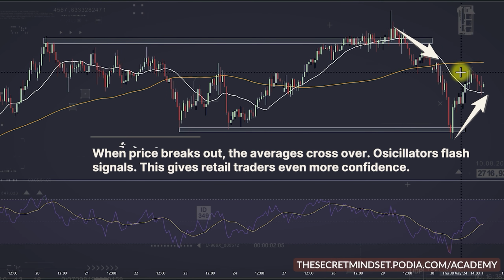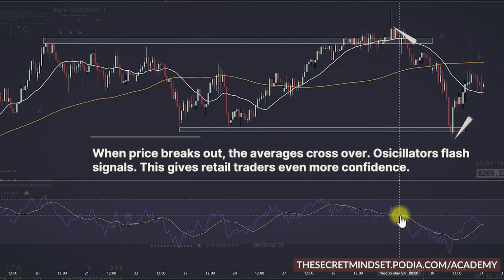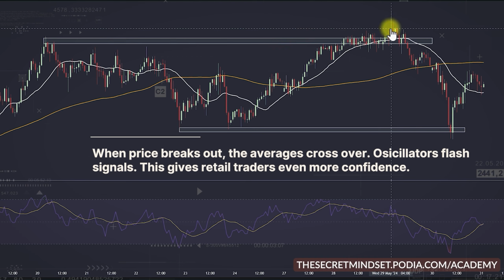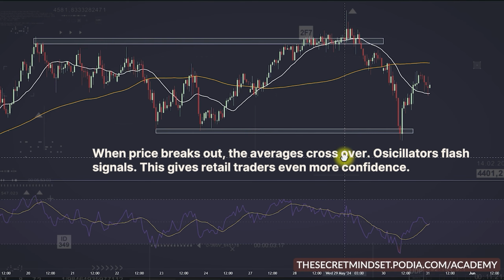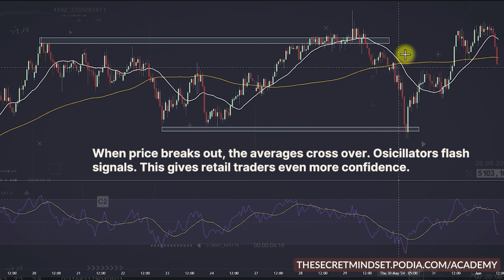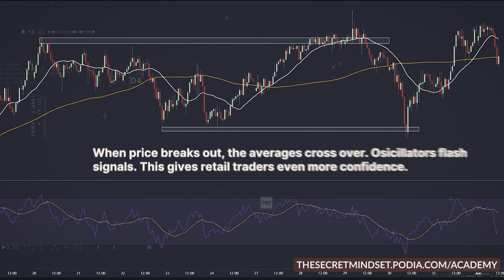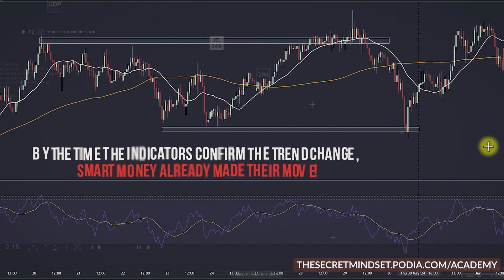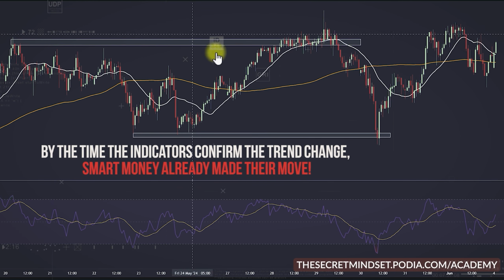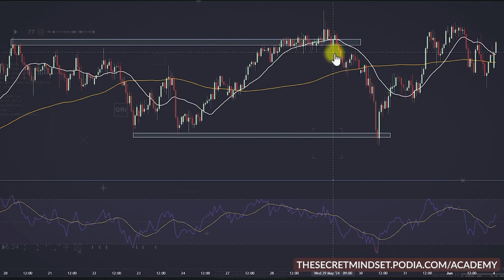This gets worse with indicators. Moving averages bunch up during consolidation. When price breaks out, the averages cross over. This gives retail traders even more confidence. But smart money set this up. They know exactly what signals retail traders watch. They know exactly how to trigger those signals. By the time the indicators confirm the trend change, smart money already made their move. The real opportunity is gone.